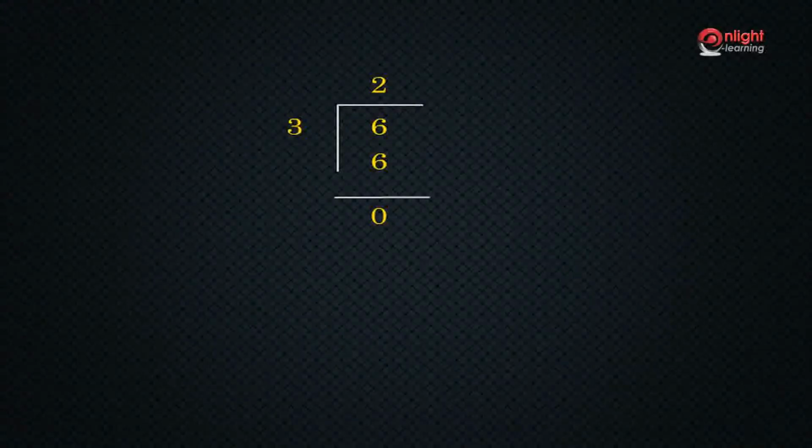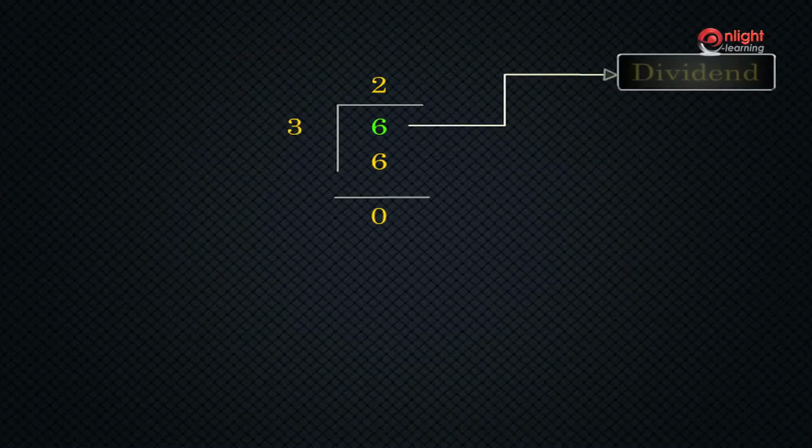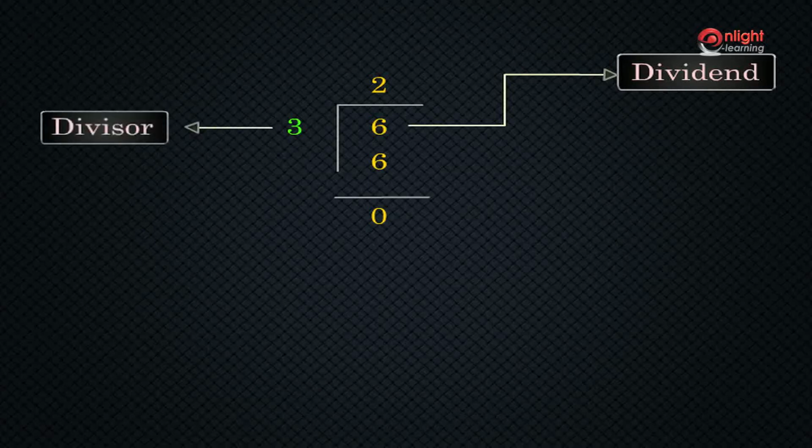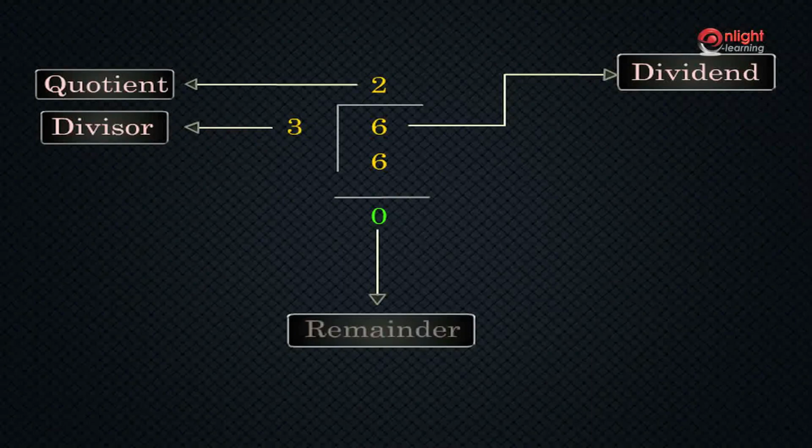Terms. Dividend. The number to be divided is called the dividend. Divisor. The number by which we divide is called the divisor. Quotient. The number that we get after division is called the quotient. Remainder. The number which is left undivided is called the remainder.